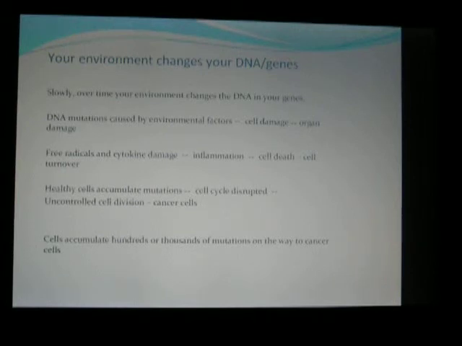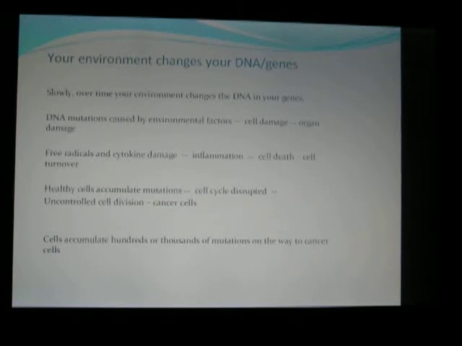So where am I going with this? The thing here is that your environment changes the DNA in your genes. Over years and years, your environment changes your DNA, and this can cause organ damage. It can cause your cells to die. Healthy cells become cancer cells for a lot of reasons, but some of them include DNA changes that affect the cell cycle and process of cell division. Cancer cells accumulate hundreds or thousands of mutations and grow to millions and millions of cells before we can detect them on a CAT scan or an MRI.